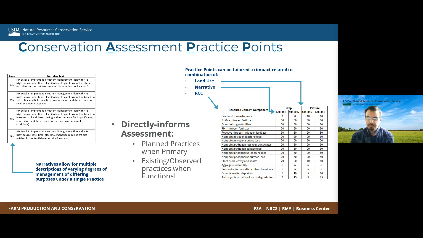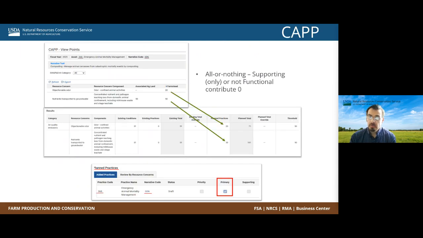Next slide, please, Eric. But that's only true when certain criteria is met. So again, calling back to what Eric showed previously, I'll just recover this. I've got a snippet of just the plan practice page shown here. If the plan practices are marked as primary, or even primary and supporting, but as long as it's at least primary and it has points that are meeting that combination of land use and narrative and resource concern component, then those points will show up on the results page.